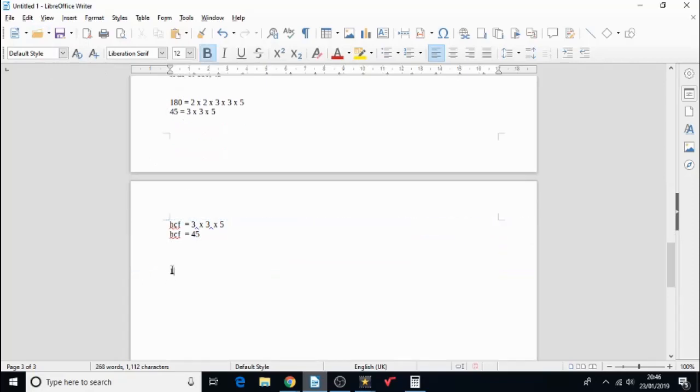To simplify 180 to 45, we just divide both by 45. So 180 divided by 45 is 4. 45 divided by 45 is 1. And now, simplified, put that back into minutes. The ratio of 3 hours to 45 minutes is 4 minutes to 1 minute, which is the simplest form. And there's your answer.